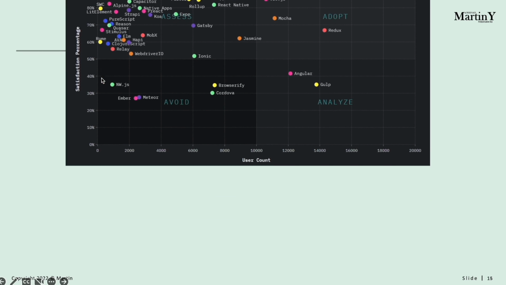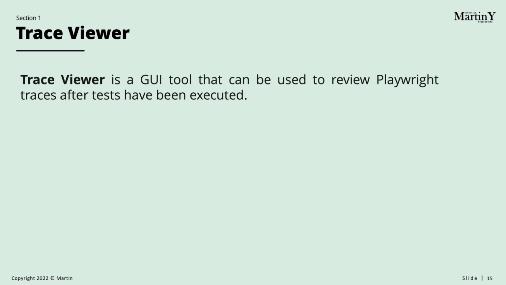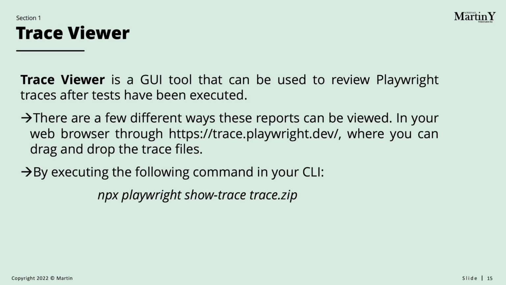So let's first talk about the trace viewer incorporated in Playwright. So what is it? It is actually a graphical user interface tool that is used if you want to review the Playwright traces after tests have been executed. You can easily enable it by setting the trace to on, but this feature I will show you in our next sections.